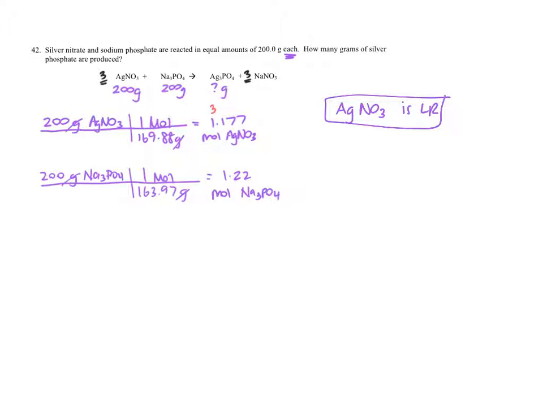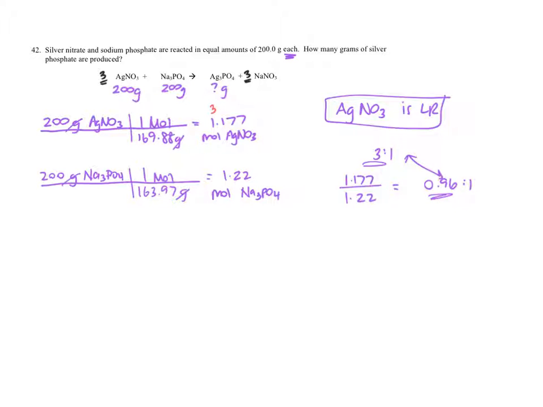Another way you could do that is simply by dividing them. So if you know that the ratio is 3 to 1, what you can do is take the AgNO3 amount, 1.17, and divide it by the Na3PO4 amount. And what you're going to get is 0.96 to 1. These need to be relatively close, and you see this is so much less. So again, that's why AgNO3 is the limiting reactant.